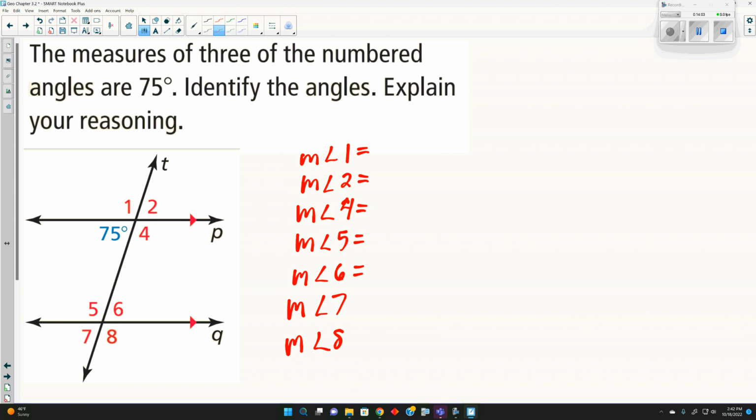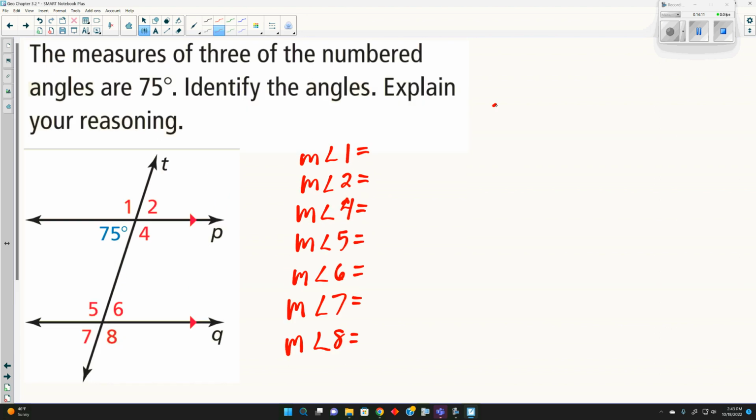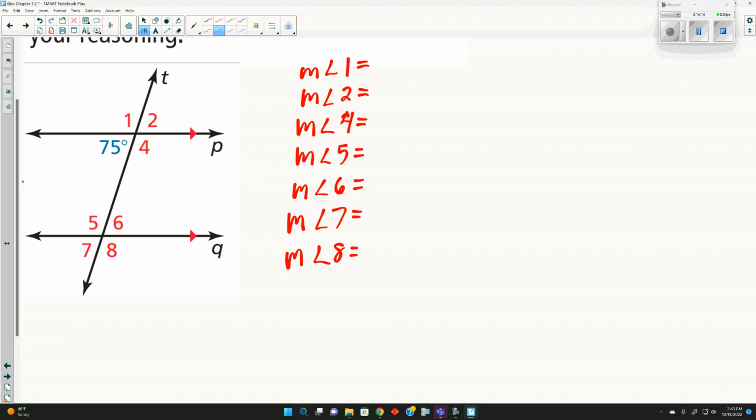Measure of angle 8. How many sections are there? Not that many. So let's look at this here. We're told that angle 3, if they continue the 1, 2, 3, 4, 5, 6, 7, 8, is 75 degrees. What is one of these that we know for sure? Angle 2 is, and we're going with vertical angles because 2 and 75 are vertical angles.